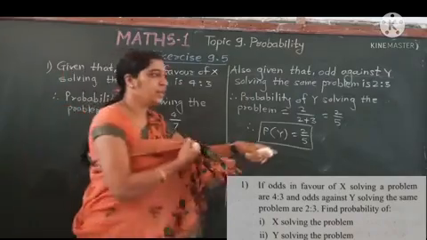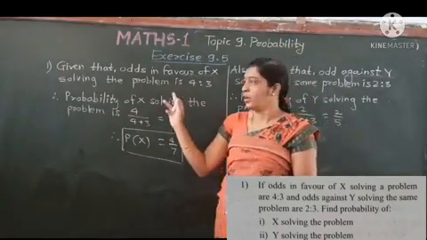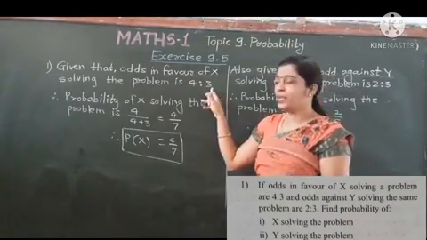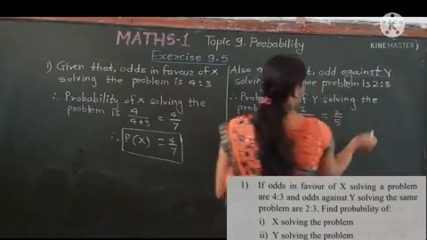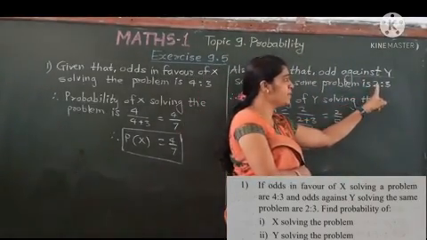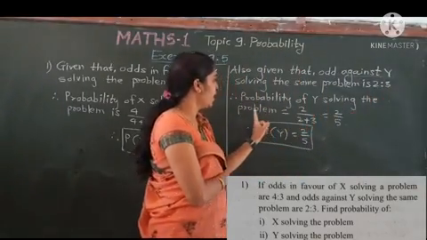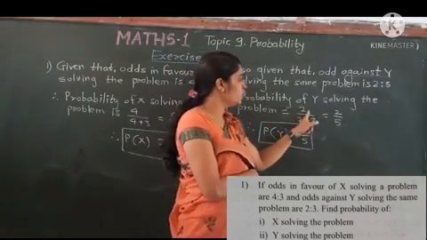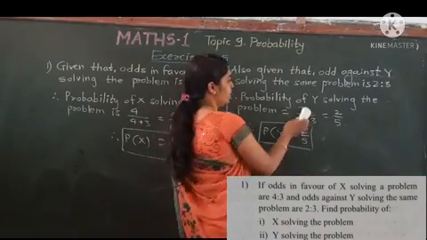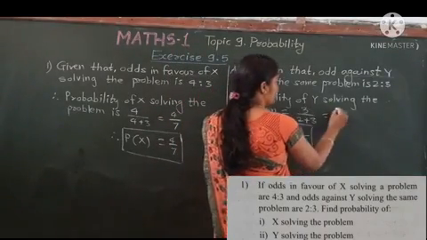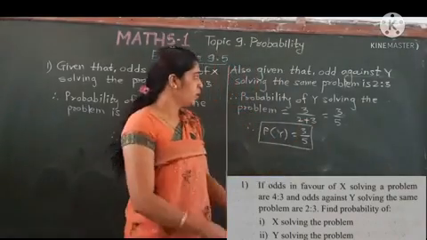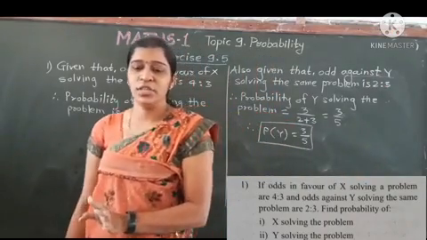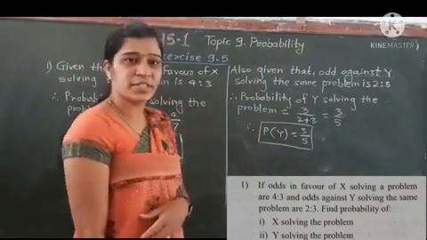Okay, understand both the examples. Here the words favor and against are important. In favor of x means the ratio of favorable outcomes to unfavorable, and here against y means unfavorable to favorable. Against y means the probability of solving the problem is 2 upon 5. Solving the problem means here it becomes 3 upon 5, because this is of not solving the problem and this is of solving the problem. So the ratio is 3 upon 5. Okay, understand the first example.